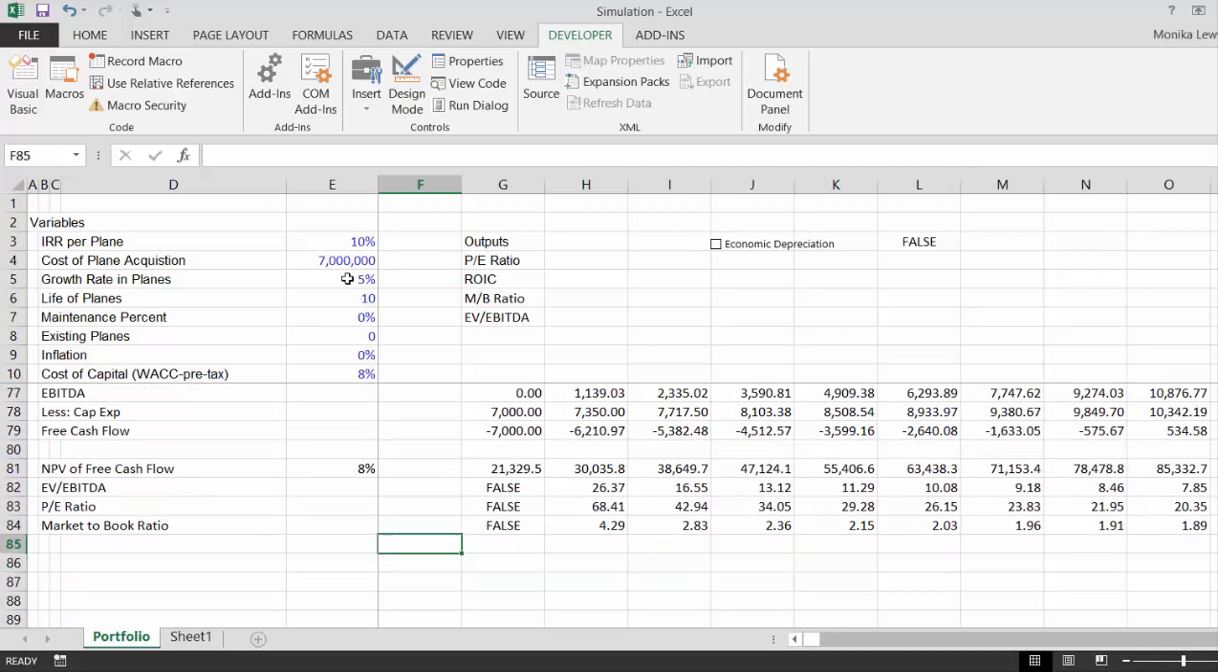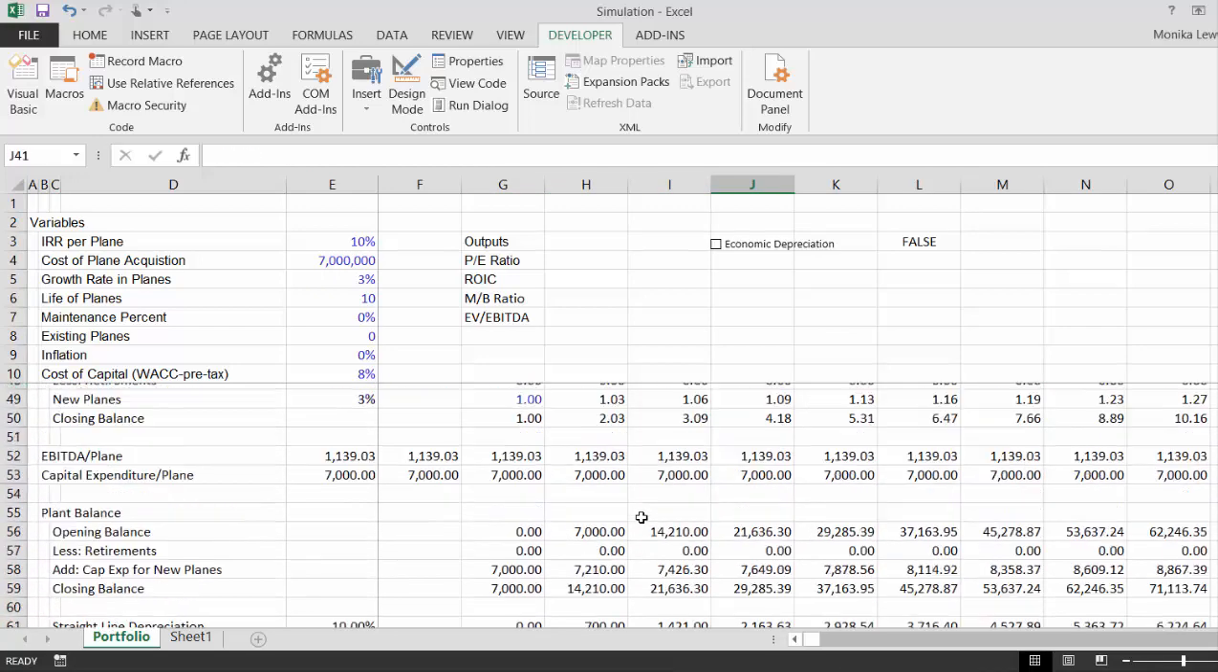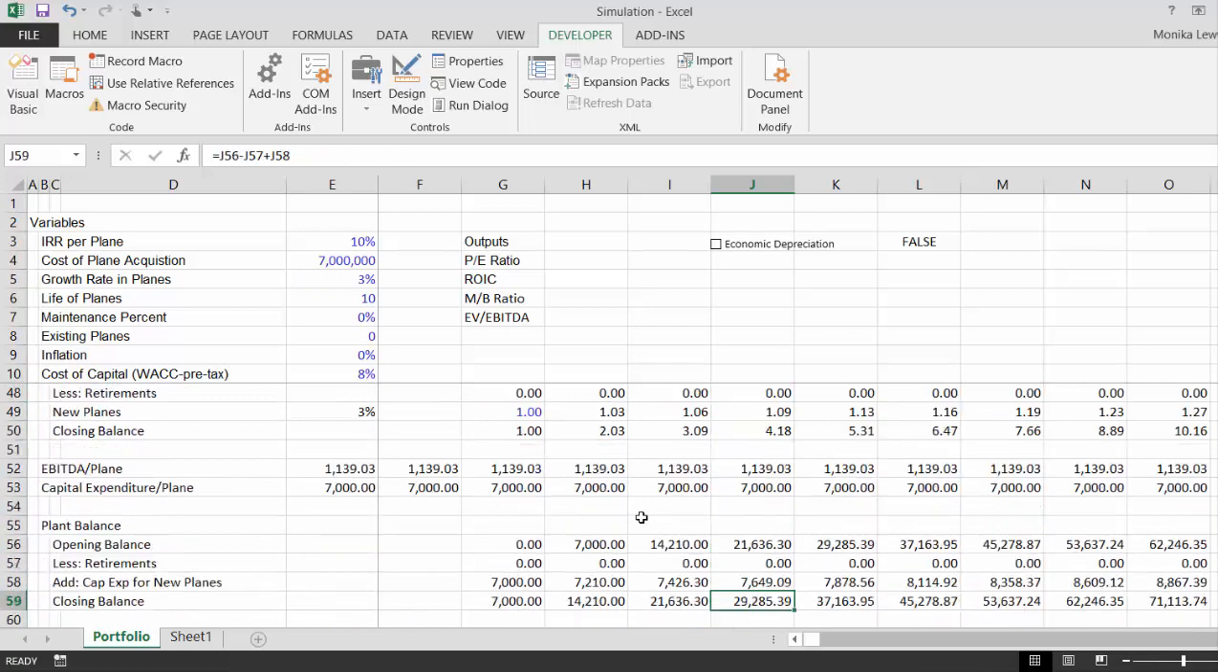if we change the growth rate here, this is about the portfolio of airplanes, but it's really just about a corporate model. Now, if we take our capex, and here's our problem.